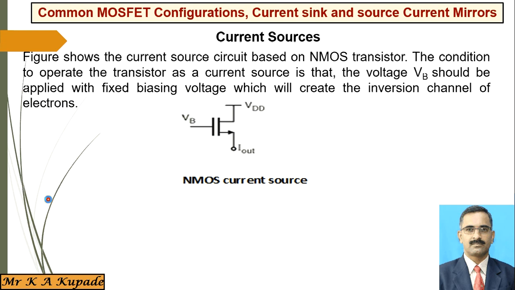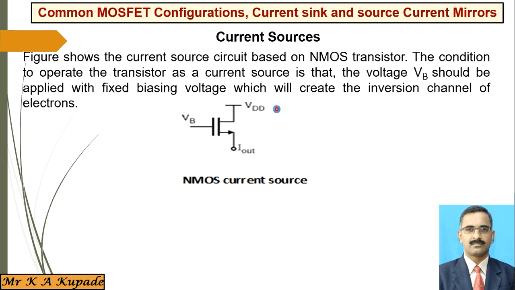Whenever sufficient biasing voltage is applied to the gate terminal, an inversion layer is generated. Once the inversion layer is created in the channel, the channel allows the majority carriers from the source terminal to flow towards the drain. Then the drain to source current starts flowing.